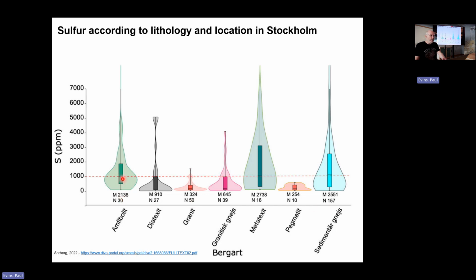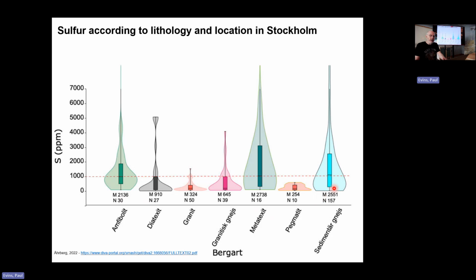These are just simple box and whisker plots with also histograms on the side. We call this a violin diagram. On the left side is the ppm of sulfur, parts per million, and the different rock types that I've already introduced you to. The main thing to see here is that in the sedimentary gneiss, the metatexite, and the amphibolite, we have higher sulfur contents than in, say, the Stockholm granite, the granitic gneiss, pegmatite, and diatexite.